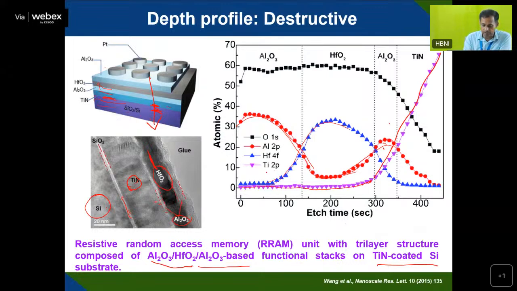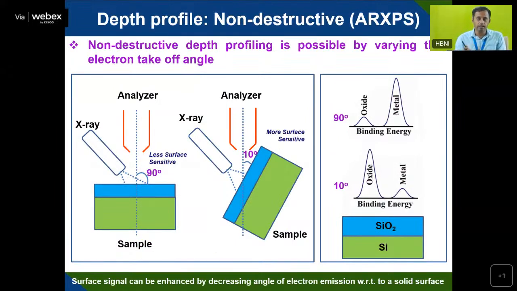Since Al2O3 is on both sides, you are seeing two peaks here. Similarly, the black one is the oxygen, and you can see how oxygen is varying here. Initially on the top surface Al2O3 oxygen is there, then HfO2 oxygen, then Al2O3 layer oxygen. When you again go to titanium nitride, the oxygen level is decreasing. So based on this argon bombardment, you can see all these characteristic elemental composition analyses, how they are distributed in the structure of the thin film. So the depth profile you can do in both a destructive as well as non-destructive way.